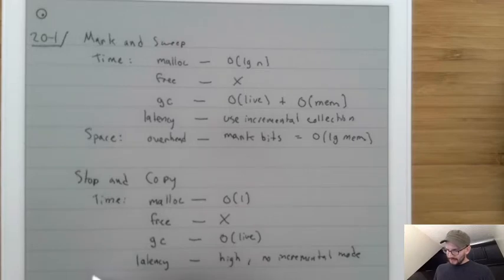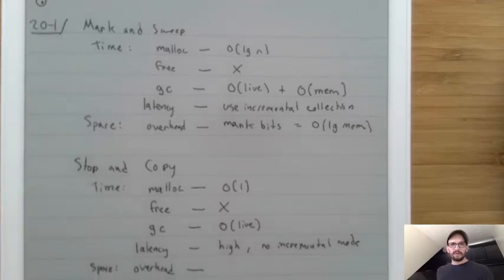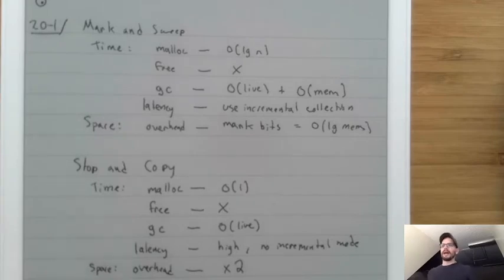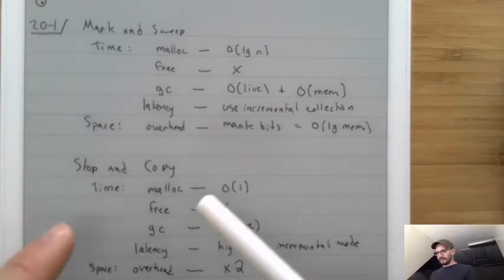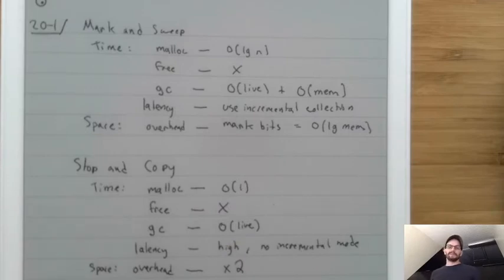And its space is going to be even worse. Its space overhead is going to be times 2. It's going to use twice as much memory as mark and sweep would, right? Well, actually as the normal program would. So, stop and copy is the other end of the spectrum. Whereas mark and sweep is optimized for space, stop and copy is optimized for time.